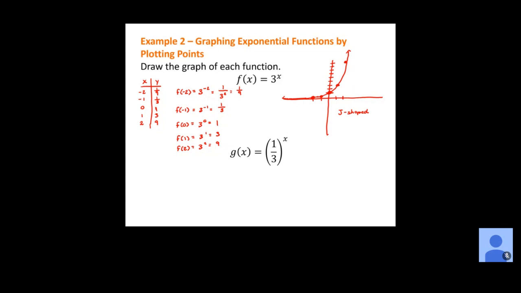All right, let's do the same thing for g of x. Right, so we've got 1/3 to the x. I'm actually going to use the exact same values for my x this time. -2, -1, 0, 1, and 2. All right, so if we look at f of -2, it's going to be 1/3 to the -2 power. So how would you do 1/3 to the -2 power?